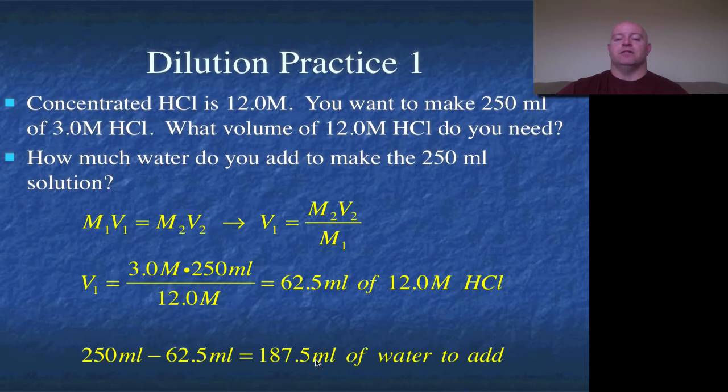So if you're going to make this up, you would measure out 62.5 milliliters, pour it into a beaker, measure out 187.5 milliliters of water, pour that into the same beaker, stir them up, and you now have made a 3 molar solution from a 12 molar solution. Notice how, as we look at significant figures, these don't necessarily match what you're making. It comes back to what you have already measured, because these numbers really are not measured in this process.